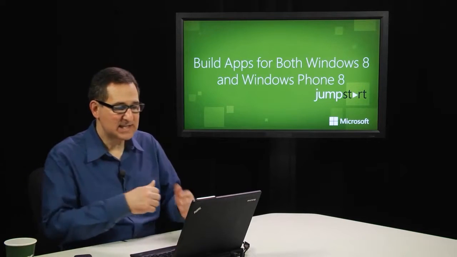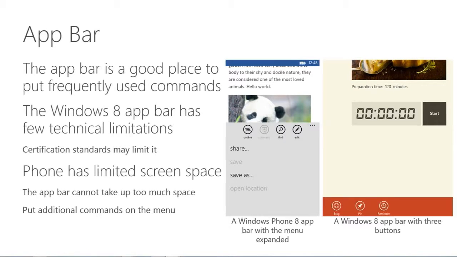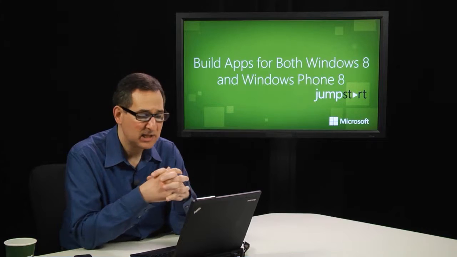Right, the last section that I wanted to talk about is the app bar. And the app bar is, again, very similar capability or similar idea or concept between Windows Phone and Windows 8, but implemented in very different ways. The app bar is where you would implement certain very specific and common commands that you would have in your app. And typically, they would be actions that you would be doing against whatever content is on the screen at the moment.